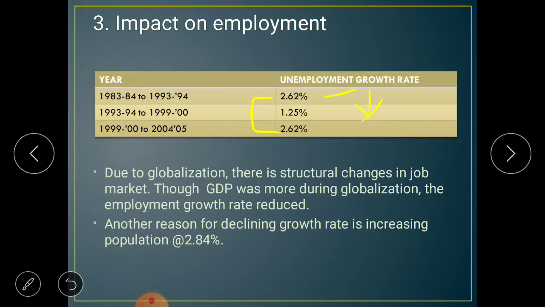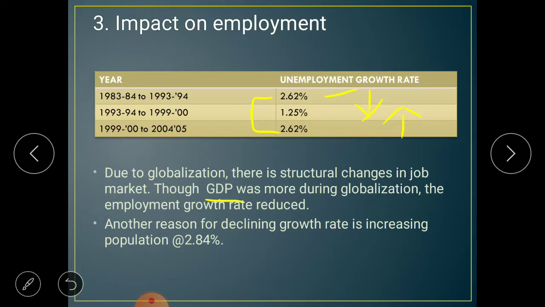Now let us discuss the reasons why we have an increase in the growth rate of unemployment. Earlier it was reduced, then why did it increase in the second phase? That is a question to be concerned about. Due to globalization, there is a structural change in the job market. Though GDP was more during globalization, that we have discussed in the first effect, that GDP increased in India due to globalization, the employment growth rate reduced.